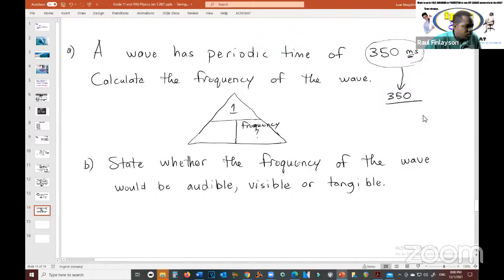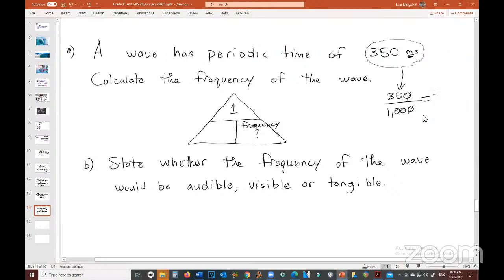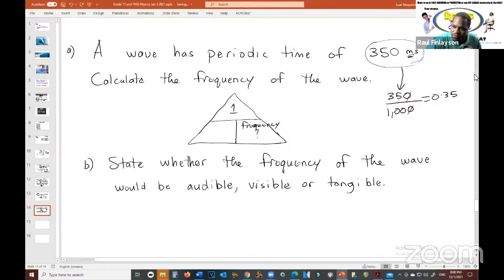Milli means what? They are divided by 1,000. So that I'll give you 35 over 100 now, 0.35 seconds. So you have to convert the milliseconds to seconds by dividing milliseconds by 1,000, because 1,000 milliseconds make 1 second. And so 350 divided by 1,000 is going to be 0.35.